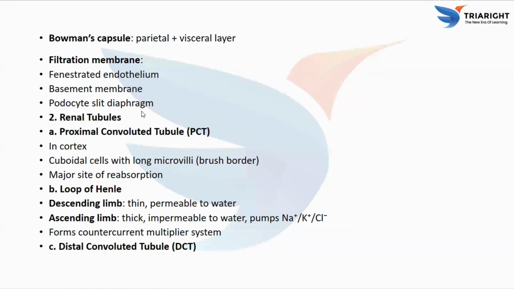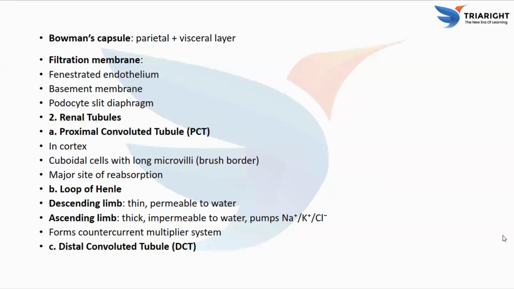So these are the spaces between them which form the slit diaphragms. This podocyte slit is the final filtering step before the filtrate enters the Bowman's space. And next, coming to renal tubules. We have discussed the renal tubules in the diagram. What are those? The proximal convoluted tubule, loop of Henle and distal convoluted tubule.